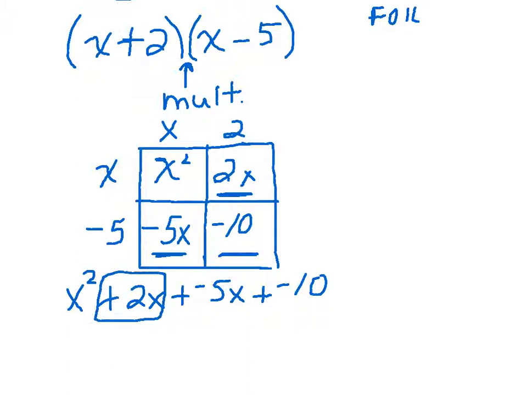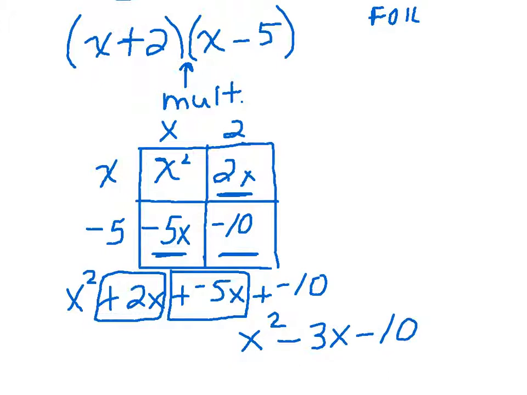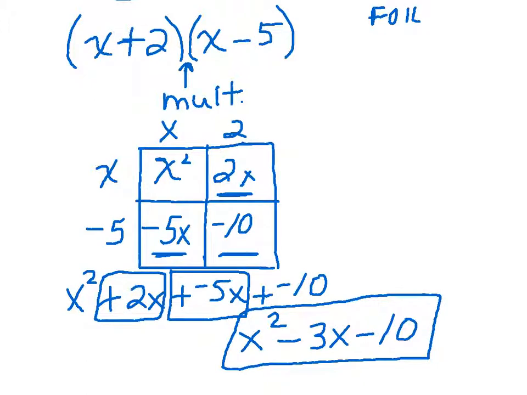We have a positive 2x here, and a negative 5x there. And what happens when we add them together? Well, we have our x squared. What's 2x plus negative 5x? It's going to be negative 3x. And you can either write that last one as negative 10 or plus a negative 10. It's exactly the same thing. So there we have multiplied our first binomial. Cool. Let's try another one.